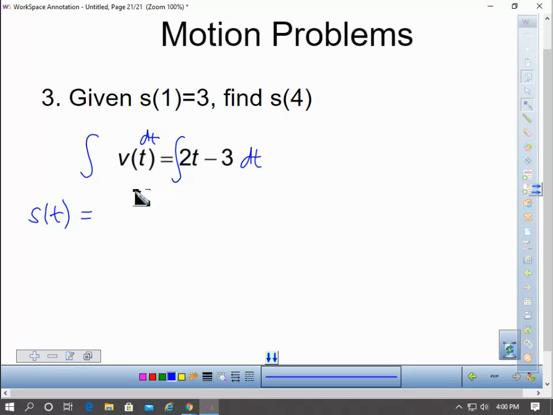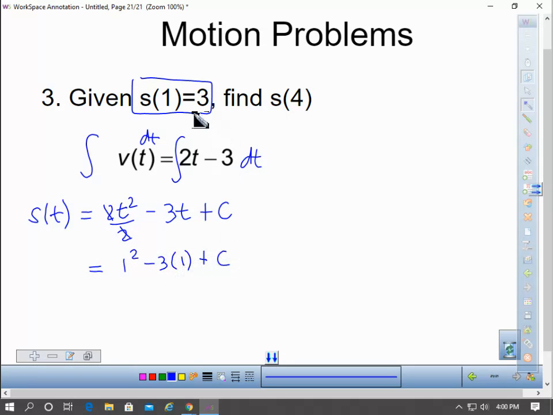And the antiderivative here is going to be 2t squared over 2 minus 3t plus c. Just don't forget your plus c. These 2's cancel. All right. So then they gave me this initial condition right here. So they told me s of 1 is 3. So when I plug a 1 in here, so 1 squared minus 3 times 1 plus c, I'm going to get the answer 3. So 3 equals 1 minus 3 plus c.